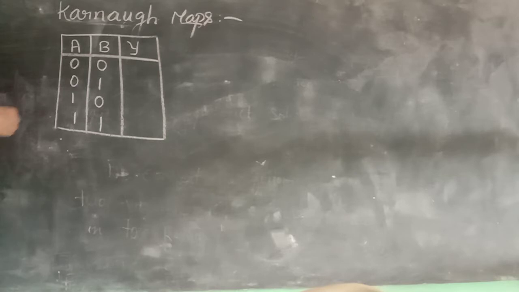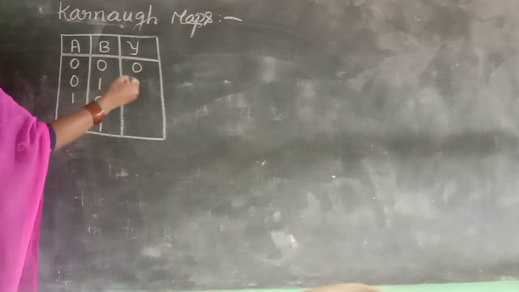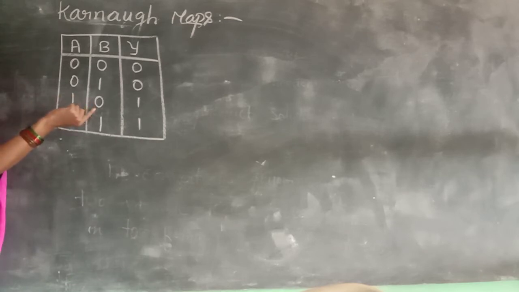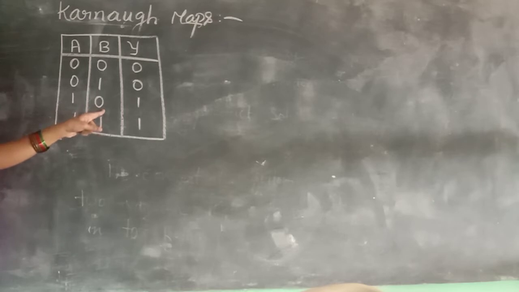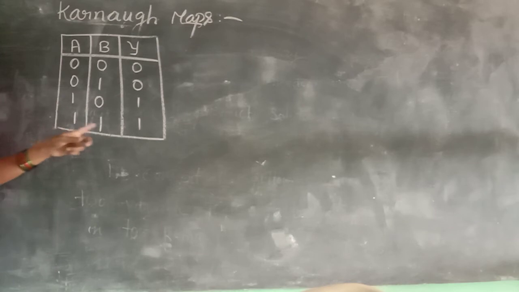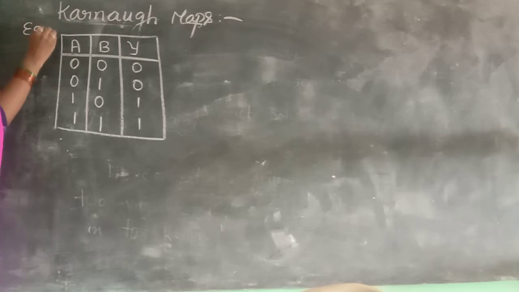For this, I am taking this logic: only these two cases. When input A equals 1 and B equals 0, the output will be 1. And also when A equals 1 and B equals 1, the output is also 1. Like this I am considering the truth table of the logic.